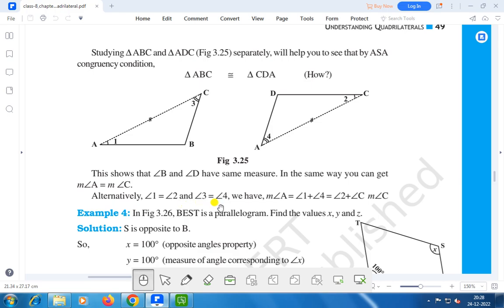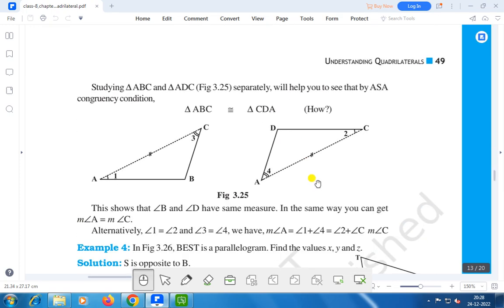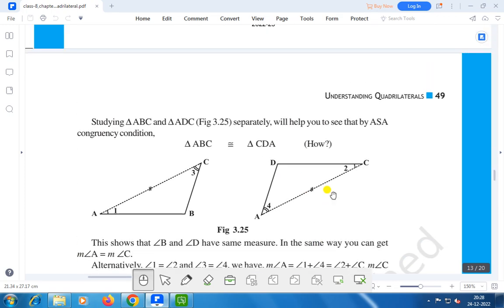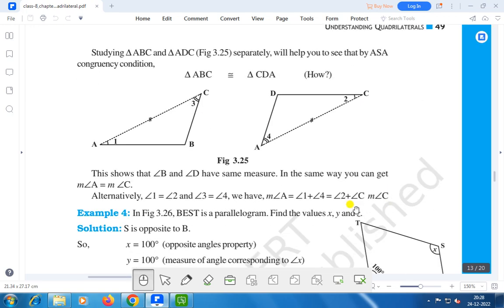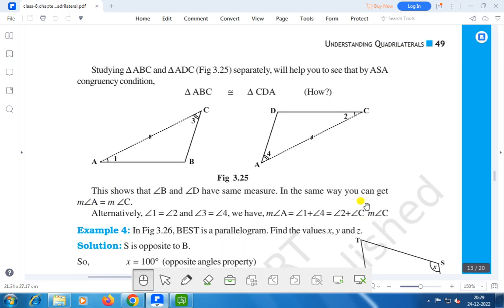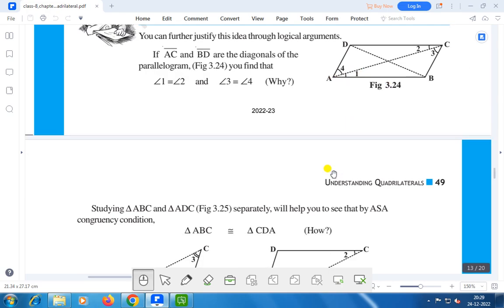Alternatively, angle 1 equals angle 2, angle 3 equals angle 4, so we have the measure of angle A. Here you see the measure of angle A is angle 1 plus angle 4, which is equal to angle 2 plus angle 3, the measure of angle C. Right? That means angle B and angle D are equal, and angle A and angle C are equal.